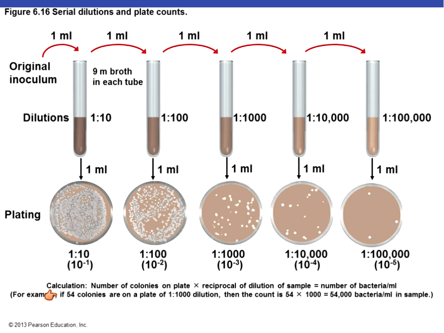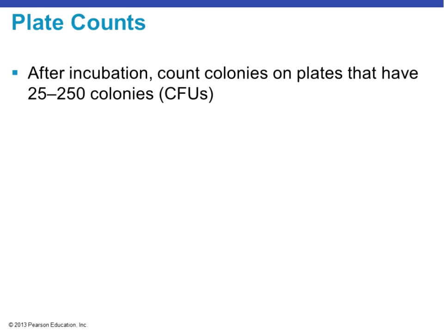So the example that we have at the very bottom, if we have 54 colonies on a plate of a 1 to 1,000 dilution, then 54 times 1,000 would tell us about the number of bacteria that are in that particular sample. So as I said before, this is something that we've done before in lab and we've talked about, but this is a concept that you need to understand thoroughly, and we'll talk about it again in class because it'll be on your exam.